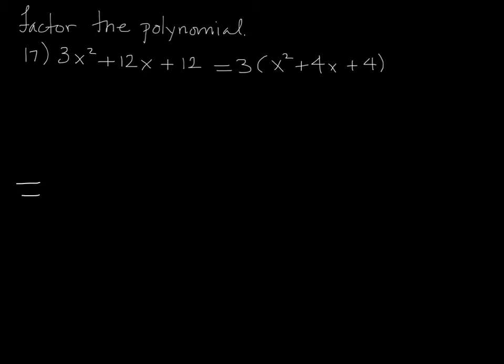So we should end up with something like 3, and if everything goes according to plan, we should have a factor on the inside. We need an x here and an x here, so that when we multiply the two together we get our x squared. And we need to place a number here and a number here that multiply to be 4, but also add to be 4, which makes it plus 2 and plus 2. And we're done.